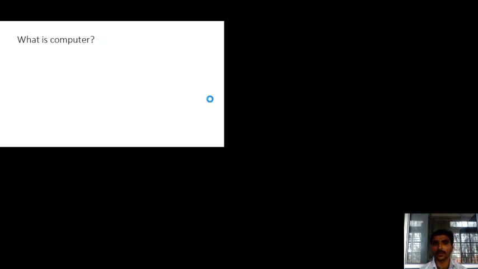It accepts the data from the user, stores it in memory, processes it and produces the result. This is called a computer. So this is the definition. See the definition here. What is the definition here? The computer is an electronic device or machine, we can say.